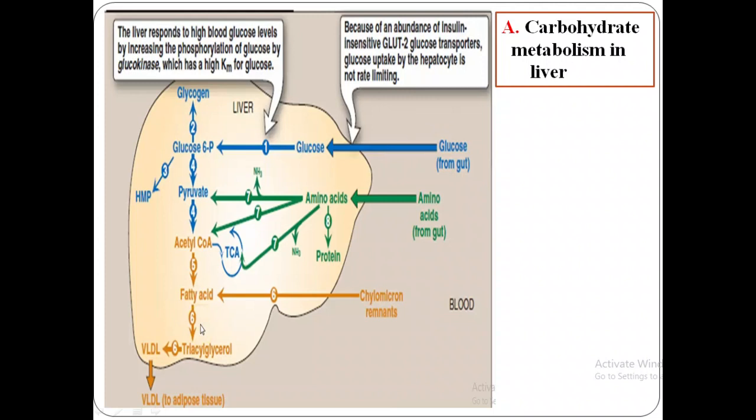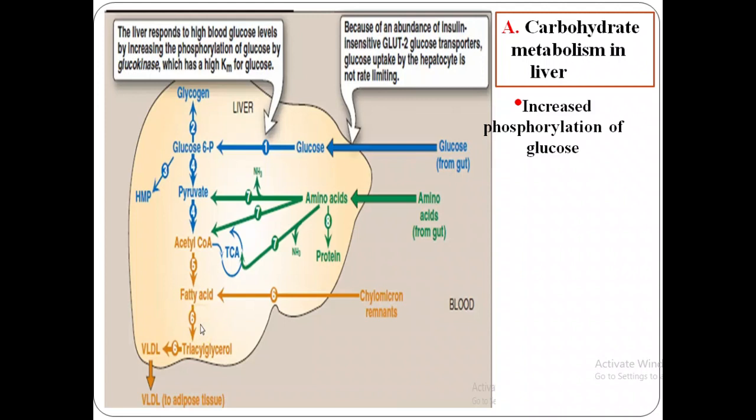Liver takes up glucose through its insulin independent glucose transporter, that is GLUT2. GLUT2 has low affinity and a high Km for glucose and takes up glucose only when the blood has a high level of glucose. Hepatic glucose metabolism is increased due to increased phosphorylation of glucose.